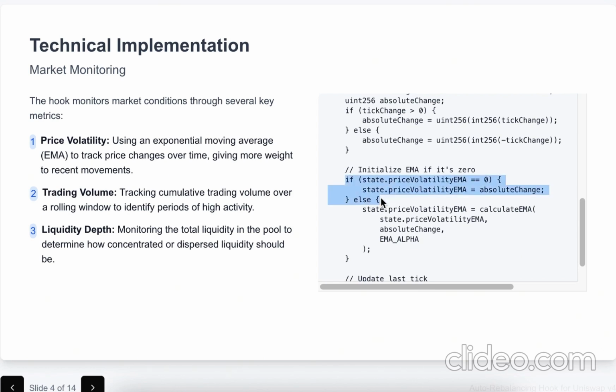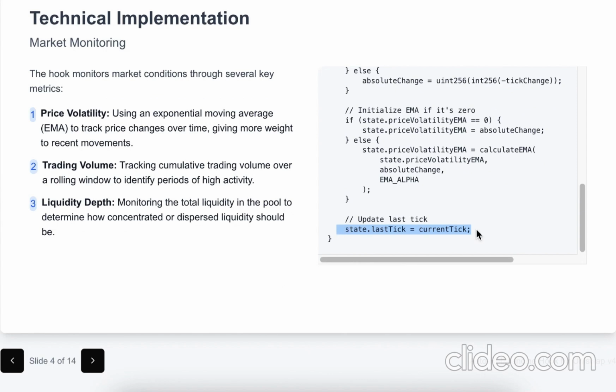Thus, if it is the first update and the EMA is 0, it sets the EMA to the current absolute change. Otherwise, it calls the calculateEMA function, which is a helper function in our code, to update the EMA with the new value. The EMA alpha determines how much weight is given to the new value versus the historical value. Then the last tick is updated with the current tick value.